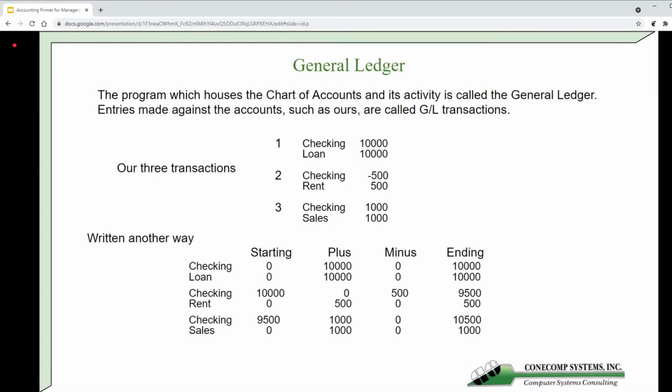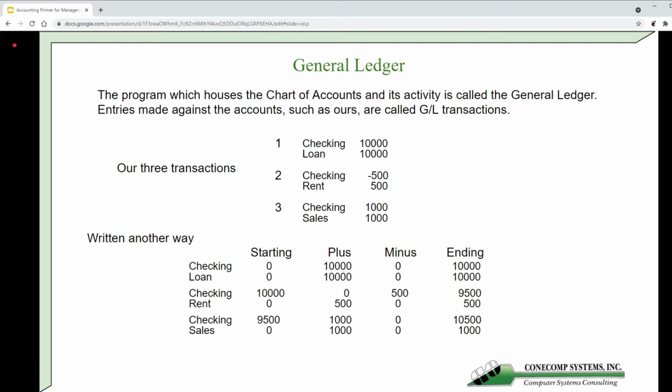We talked about the chart of accounts, and we demonstrated 3 transactions in the chart of accounts. Well, the program that contains all that, where you'll find the chart of accounts, is called the General Ledger. It not only contains the chart of accounts, but it's also the repository where all the transactions, all the activity, all the entries are stored. I've used the word transaction because in accounting, that's what you would call those things we did. We did 3 transactions, and in the General Ledger, they're called General Ledger transactions.